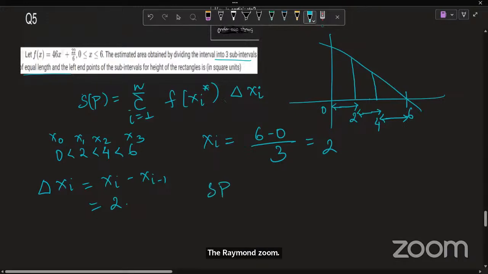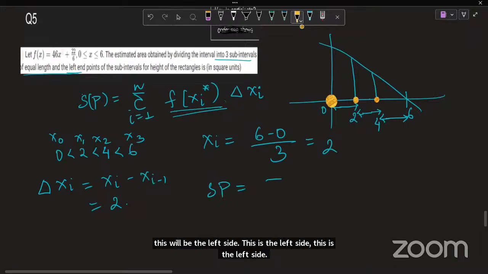So SP will be what? So we know this will be the point. So you have to find the left Riemann sum. So you have to take the values which are on the left side. This is the left side. This is the left side. These are the left points you have to take, not the right ones.